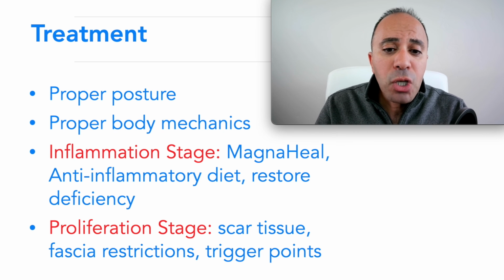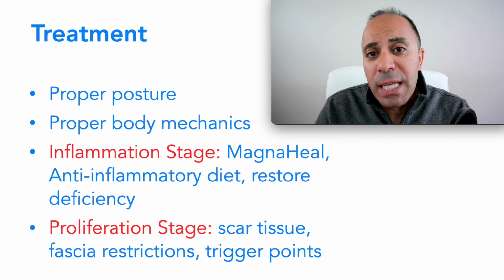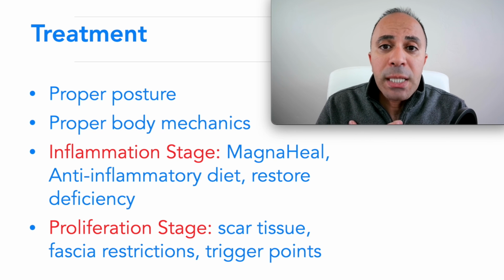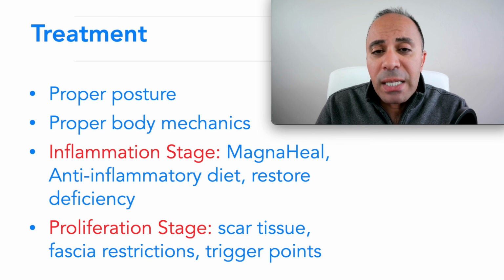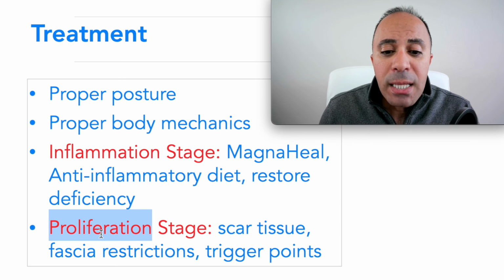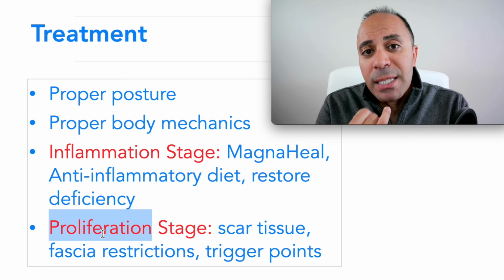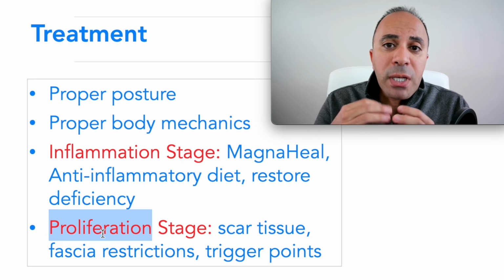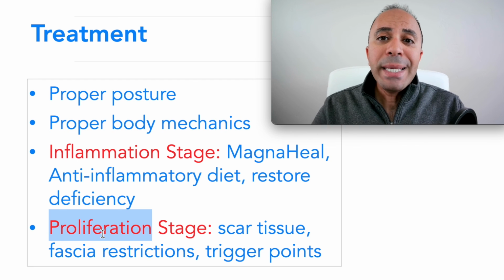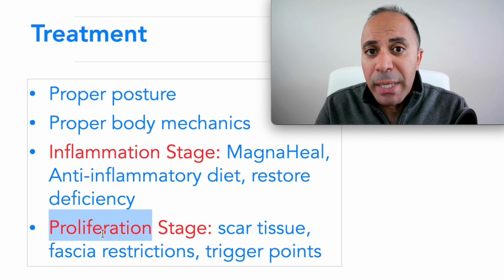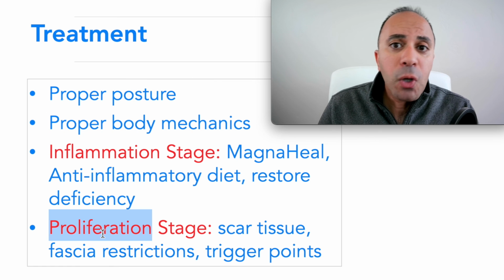But correcting the posture, correcting the body mechanics will not release the inflammation or decrease the inflammation or release the fascia. What I personally found is the most effective approach to really treat myofascial pain syndrome is initially I start to release the proliferation stage, releasing the fascia restriction, the scar tissue, and the trigger points. Then if there's inflammation, I will address that, so it will be easy for the patient to do the proper posture, proper body mechanics. I don't do it the other way because it does not work.